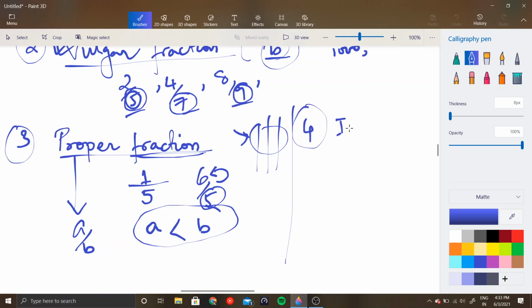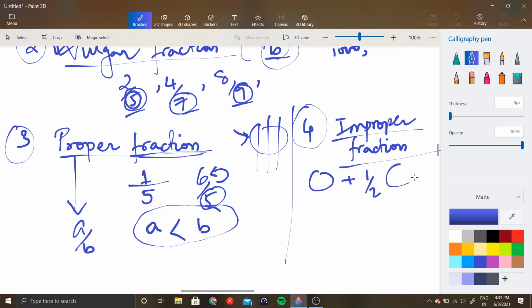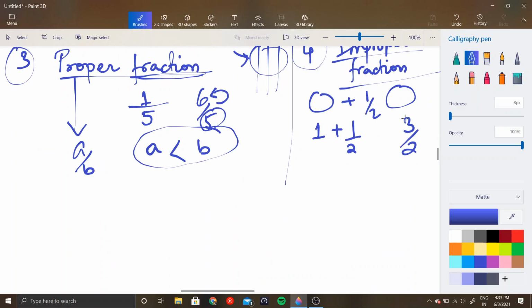In contrast to that, we have an improper fraction. Now what's that and how does this occur? Suppose you have an entire cake and then you have half of another cake. So you're basically having one and a half, which is 3 by 2. This is what an improper fraction looks like. The numerator will be greater than the denominator. That's it. And the last one is a mixed fraction.